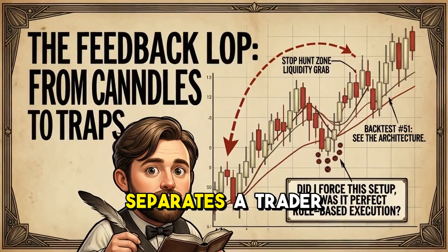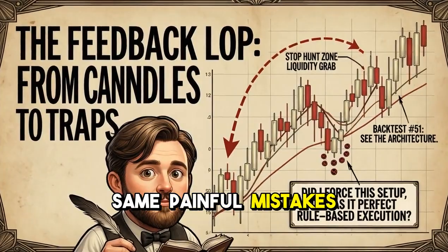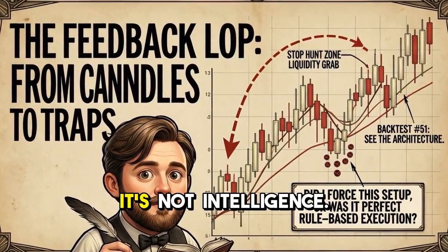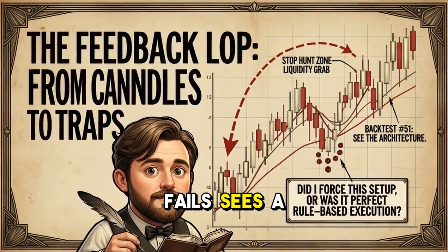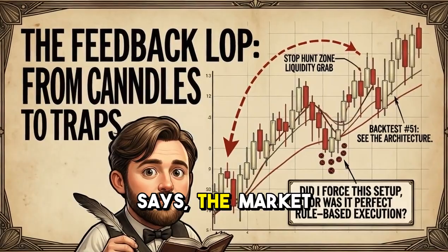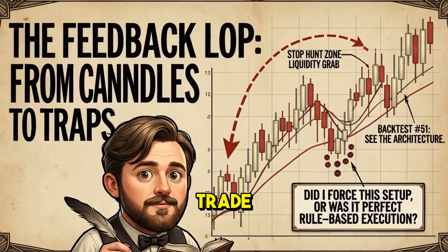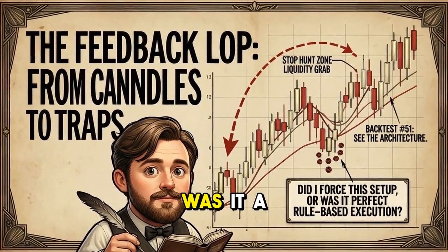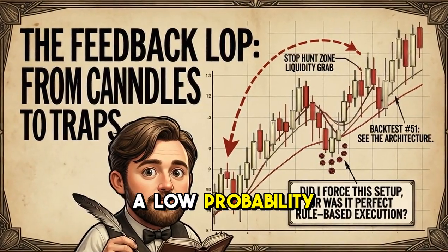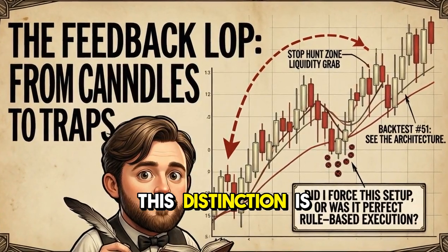So here's a question. What actually separates a trader who improves from one who just repeats the same painful mistakes over and over? It's not intelligence. It's the feedback loop. The one who fails sees a losing trade and says, "The market is rigged." The one who improves sees a losing trade and immediately asks, "Did I force this setup? Or was it a perfect execution of a low-probability event according to my own rules?"